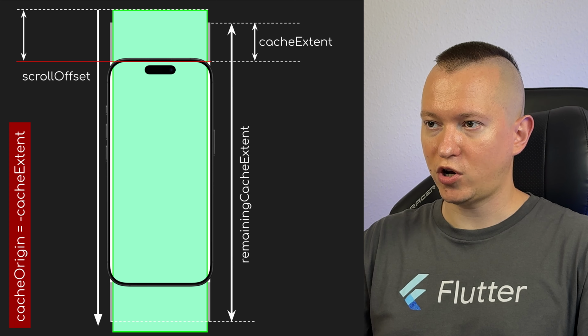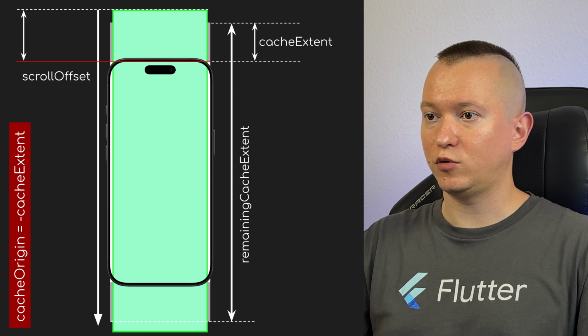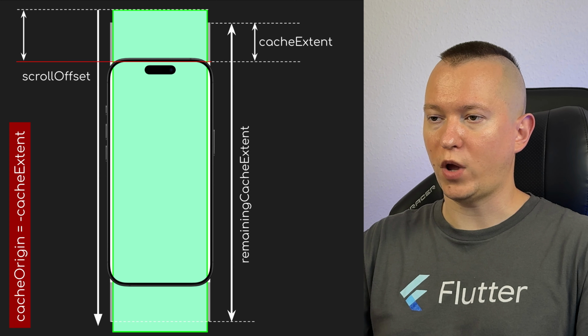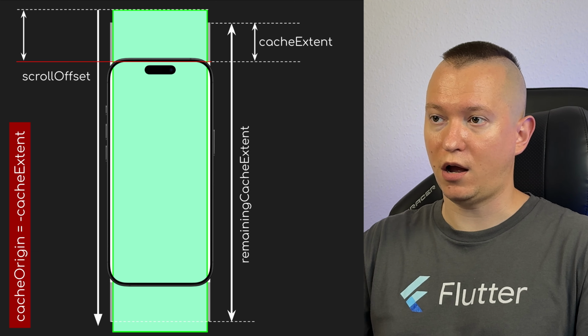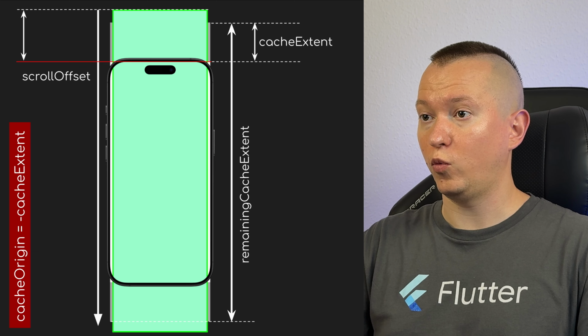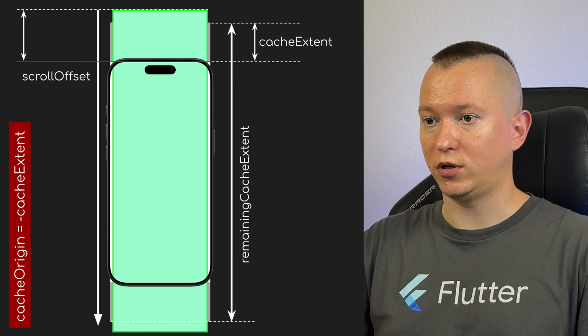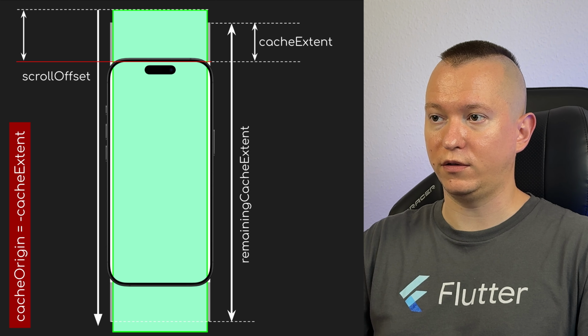And this schema shows exactly why this parameter is necessary. That's the case we initially discussed. We have a long sliver which is partially out of even the cache area, but part of the sliver is still even visible. We need to decide from which part we need to lay out, from which part we need to render, and so on. So this is why we need this parameter.